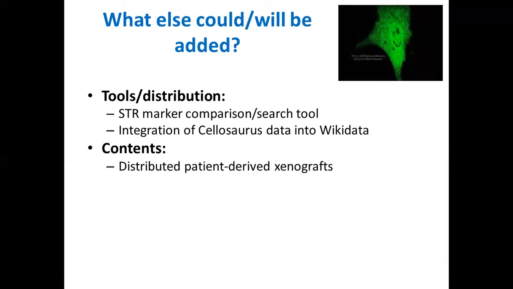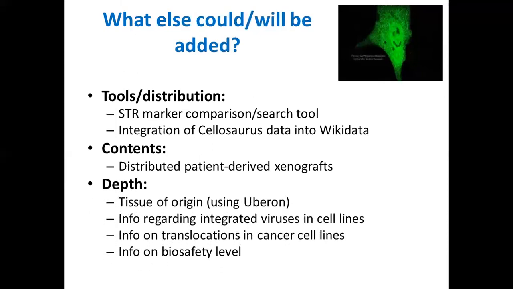In terms of content, some people have asked that the Cellosaurus also deals with patient-derived xenografts, and probably it will do so, but not immediately, not in 2018, but probably in 2019. And there is some information still to add, like the tissue of origin, using Uberon as ontology, and a lot of other information could be added, like integrated virus, translocation in cancer cell line, and biosafety level.